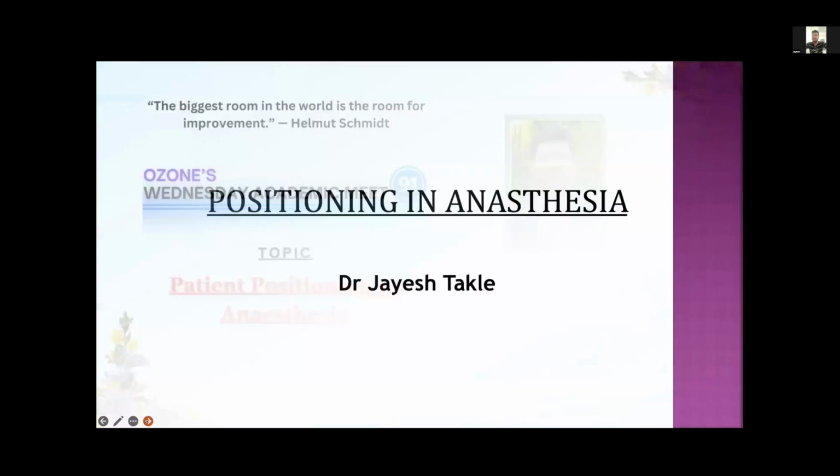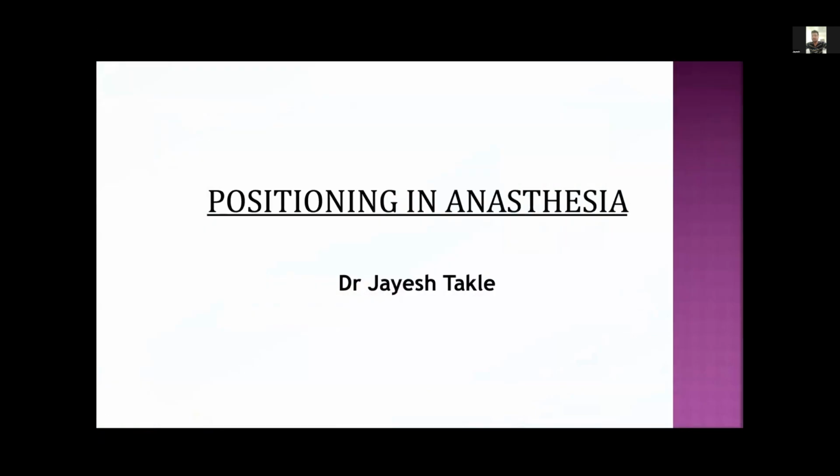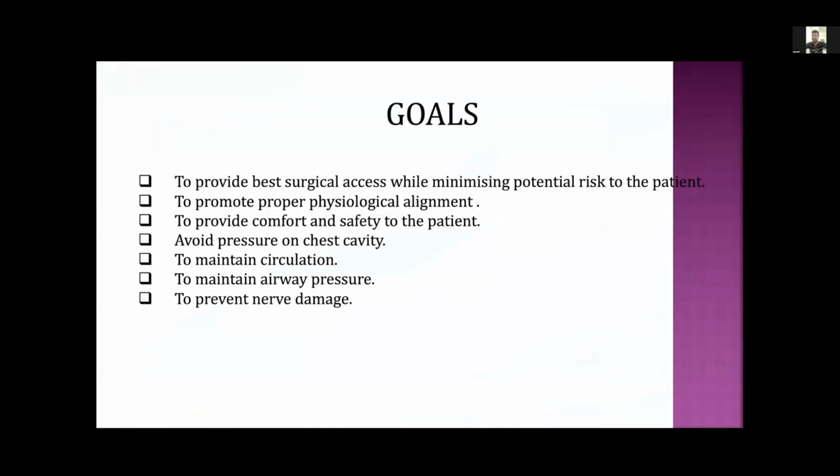My topic is patient positioning in anesthesia. The various goals of proper positioning in anesthesia are to provide the best surgical access while minimizing potential risk to the patient, to promote proper physiological alignment, to provide comfort and safety to the patient, to avoid pressure on the chest cavity, to maintain circulation, to maintain airway pressure, and to prevent nerve damage.